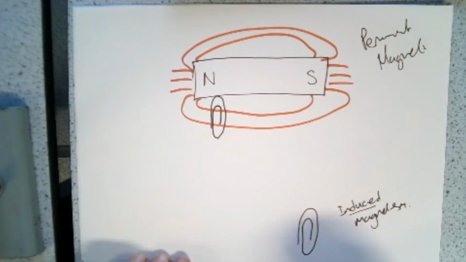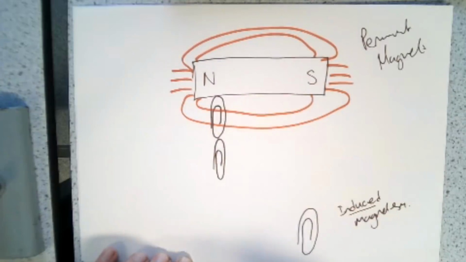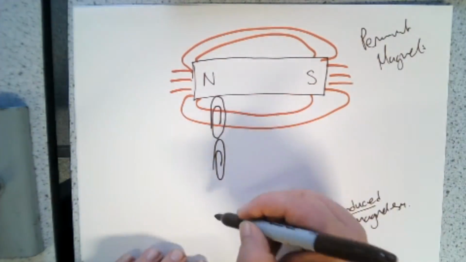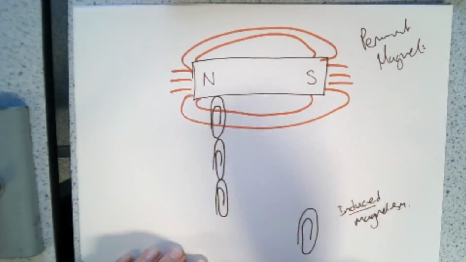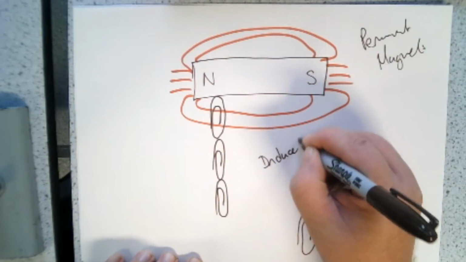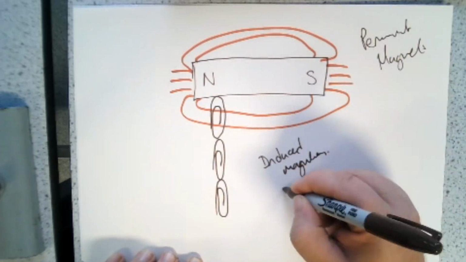But if I bring another paperclip nearby, what I actually find is that that paperclip will stick to the first one, okay? Because that's now become magnetic, because it's got induced magnetism. And I can bring another one and put it on. The same thing will happen. So when we've got induced magnetism, we get attraction.